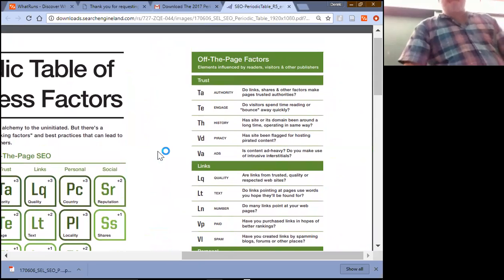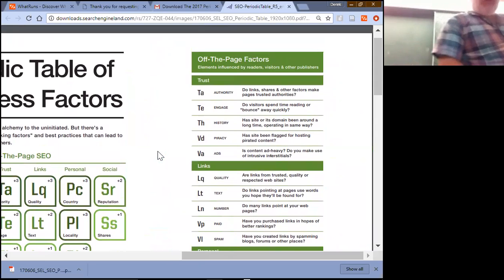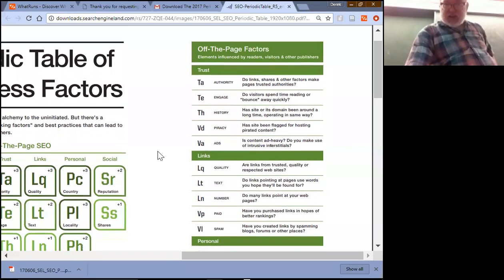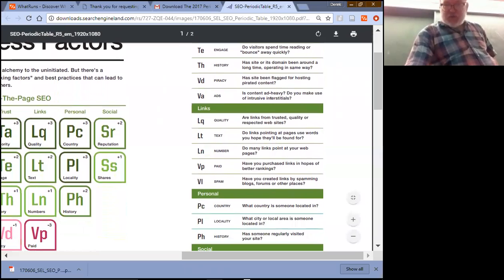The off-the-page factors are much more things about who's linking to you and how they're linking to you and how people rate your page. And so it's stuff that develops in the ecosystem, develops organically, but from the get-go, there's not as much you can do with it. And so we're going to just barely look at some of these: engagement history.